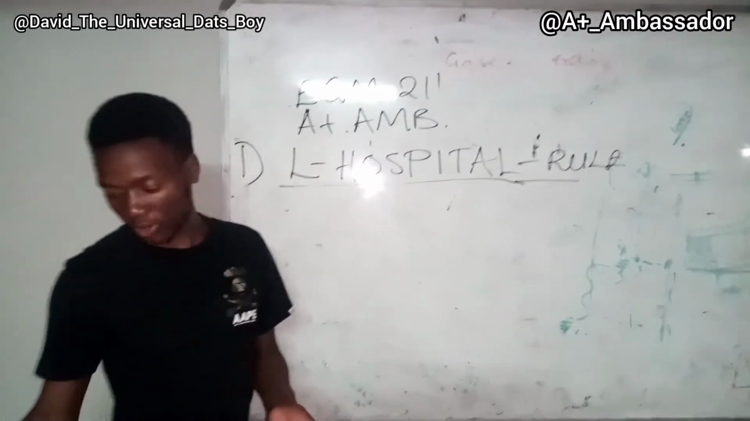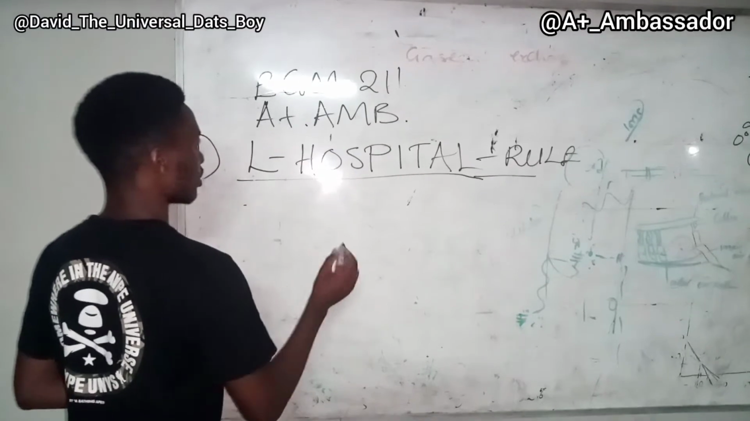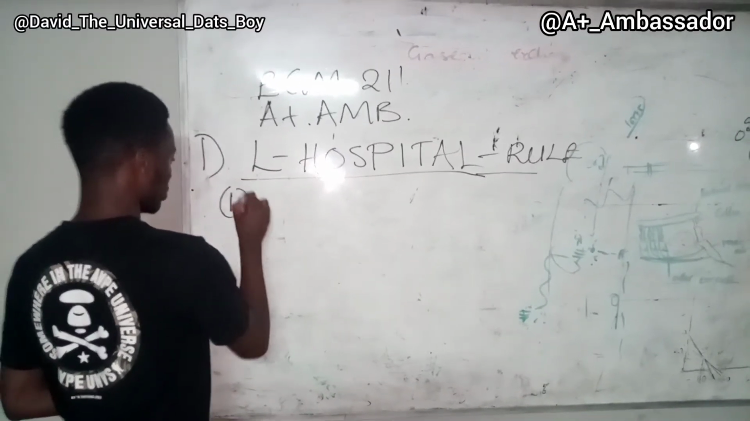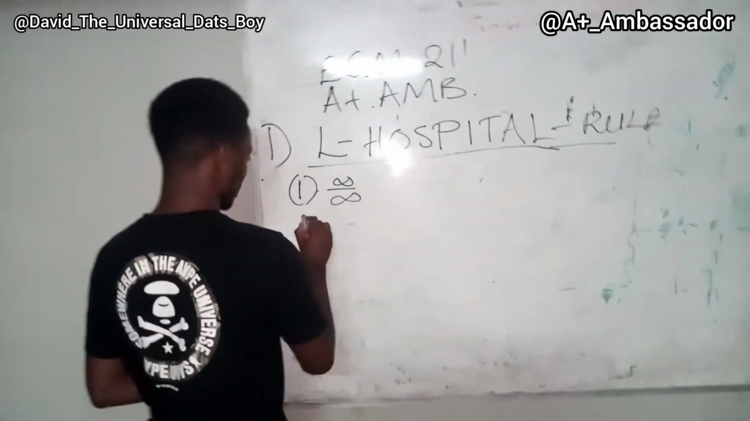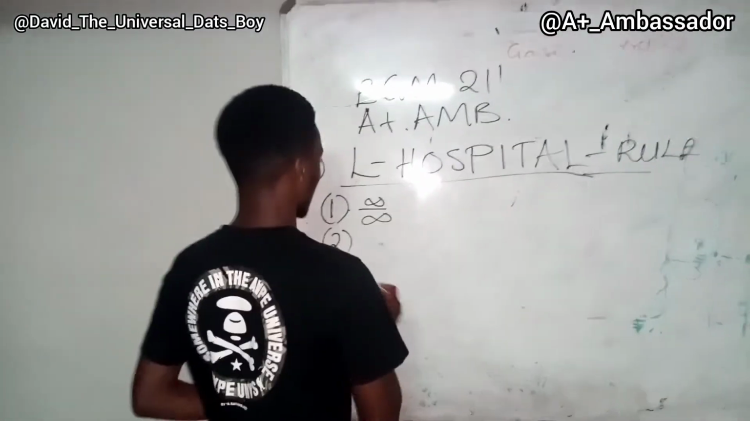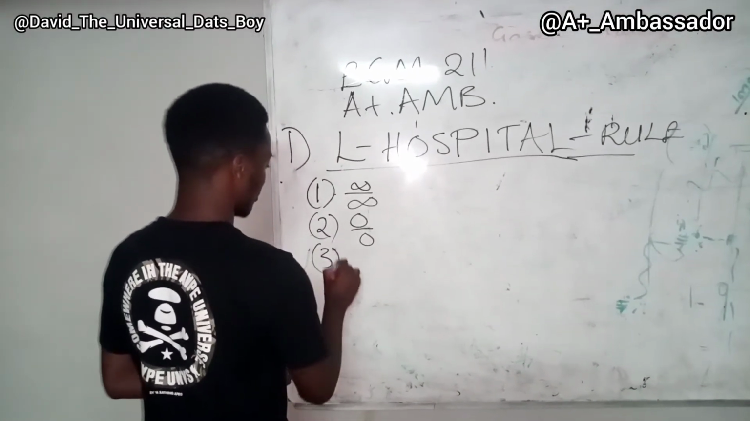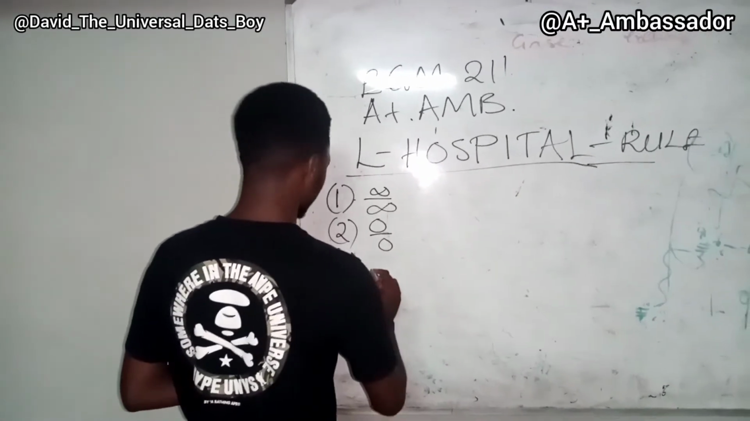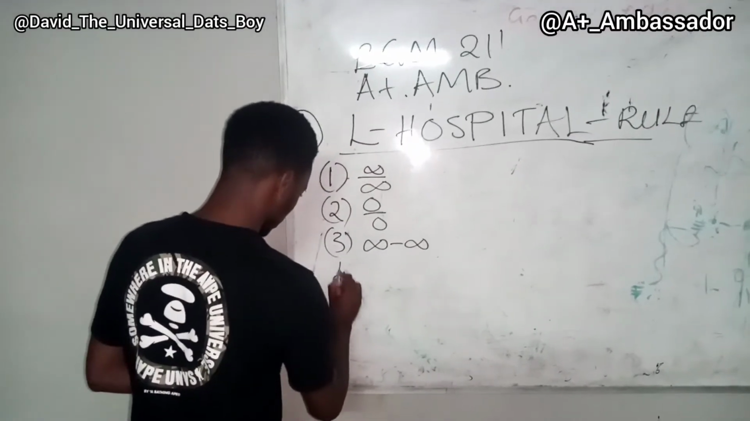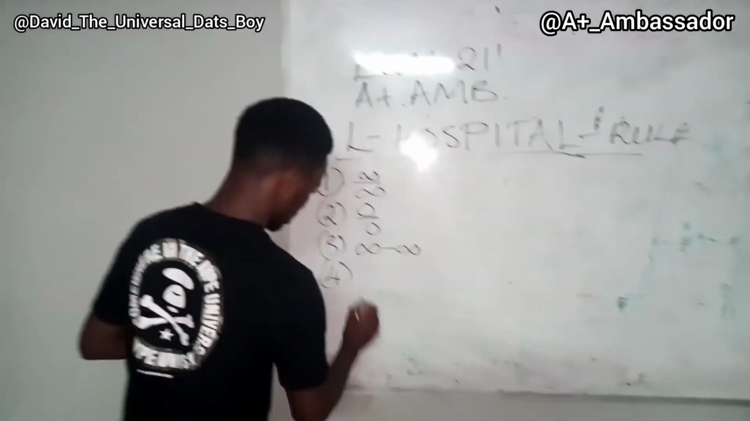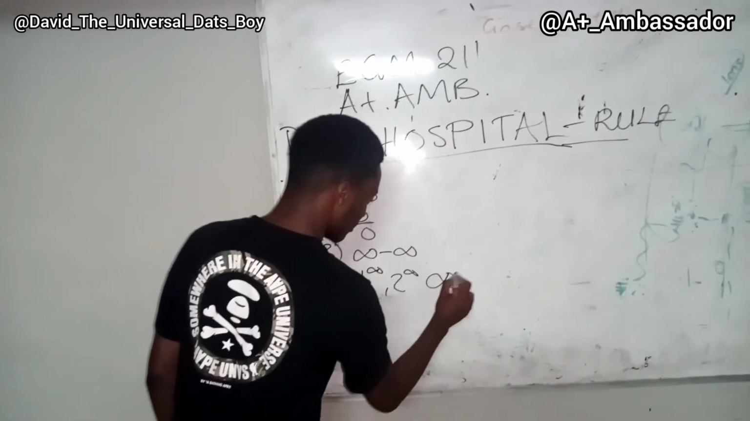So I'm going to give the scenarios in which you can use L'Hopital's rule. The first one is when you have something like infinity over infinity. The second one is when you have the limit coming down to 0 over 0. The third is something where you're having infinity minus infinity. For the fourth one, you're having something to the power infinity, maybe 1 to the power infinity, 2 to the power infinity, or even infinity to the power infinity.